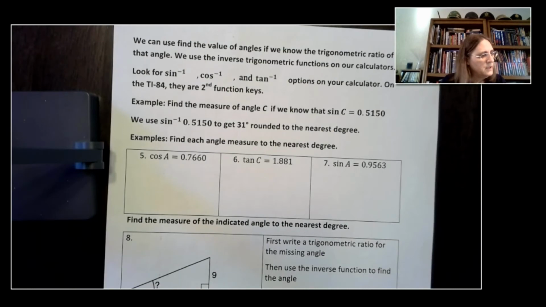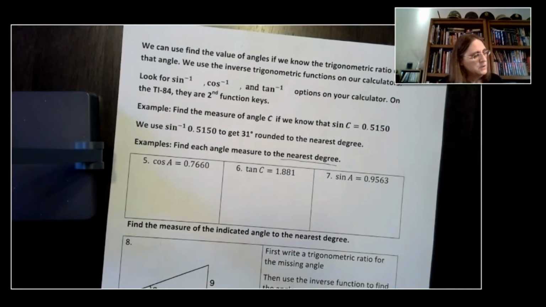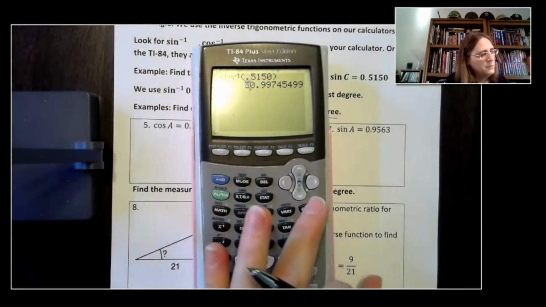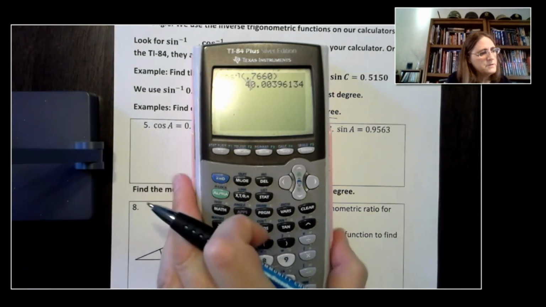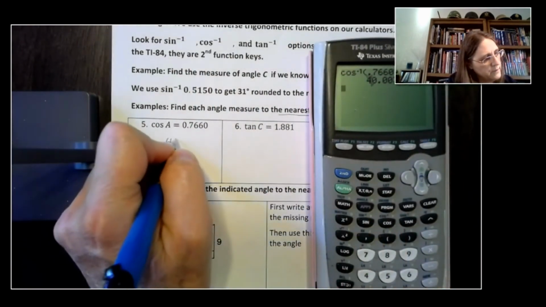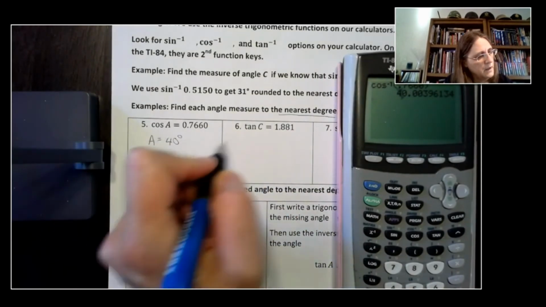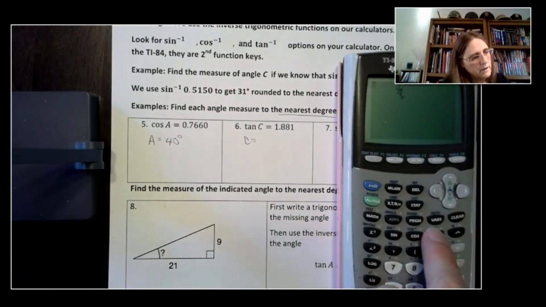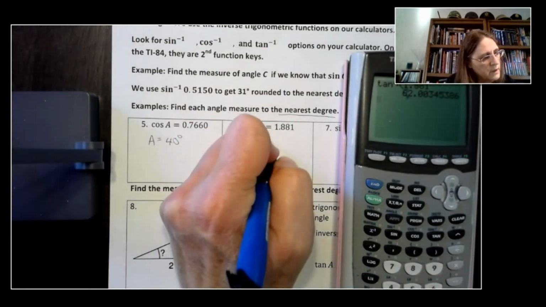Okay, so we're going to do that again on each of these other ones. We want to find each angle measure, and we're going to round it to the nearest degree. So if the cosine is 0.7660, I'm going to go second cosine and 0.7660, and I get 40 degrees. So this one is 40 degrees. And our next one is the tangent of angle C. So I'm going to do tan inverse of 1.881. Tan inverse 1.881. And I get 62 degrees.